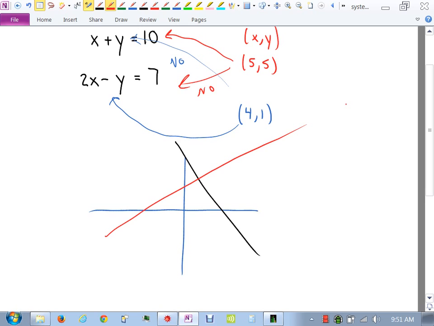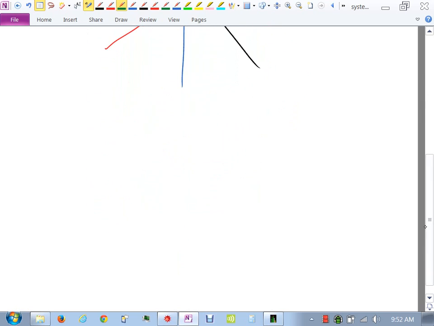What do you think the x and y that works for both corresponds to on this graph? The point where they intersect. If we can figure out where these two intersect, we've found an x and a y that lives on both lines and therefore satisfies both equations at the same time. So we're really trying to find the intersection of two lines. With me? All right.